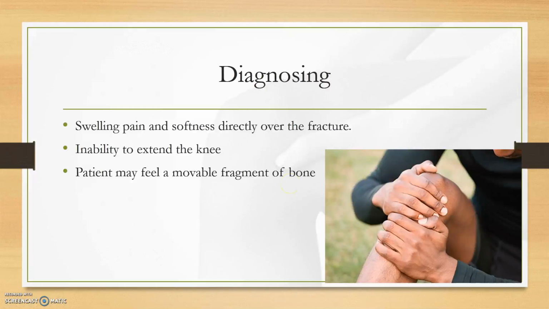And diagnosing tibial avulsion fracture. So it's easy to diagnose. First, when the knee is felt, there's a swelling and there's a softness or tenderness directly over the fracture, and the patient is unable to extend the knee to its fullest, so he can't straighten his legs. And even worse, the patient may also feel a movable fragment of bone. Oh my god, that's creepy.